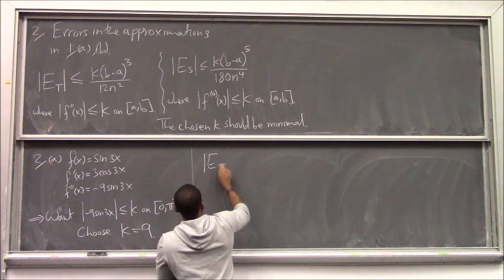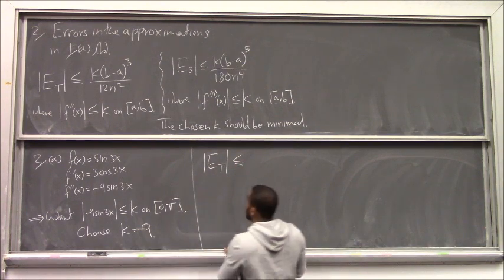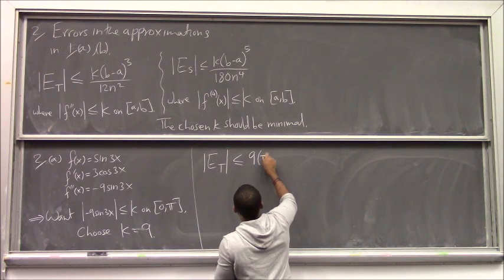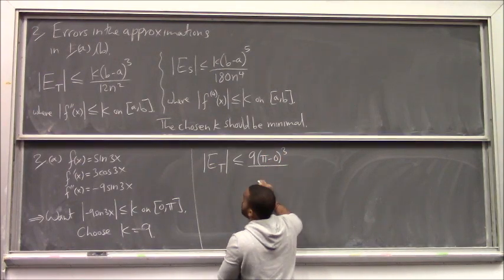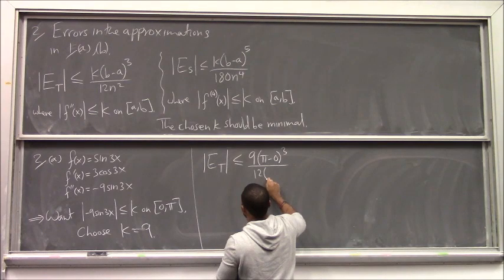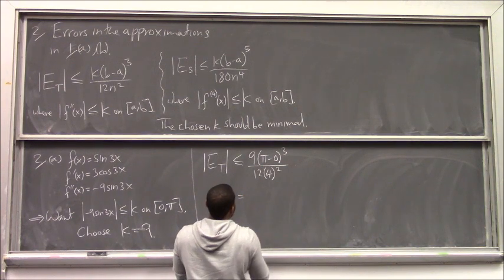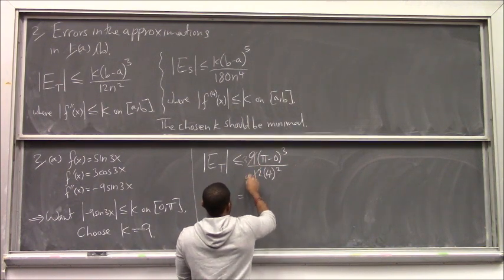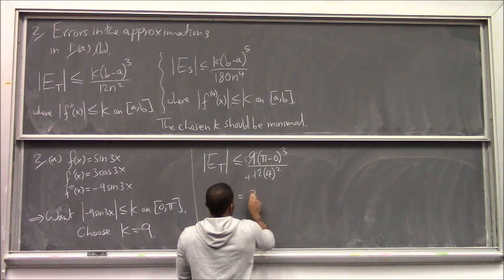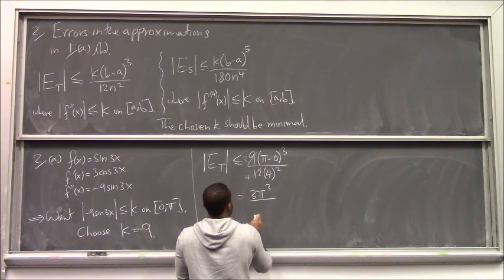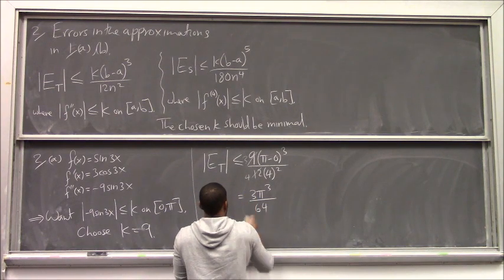So my error associated with the trapezoid rule should be less than 9 times (pi minus 0) cubed over 12 times 4 squared. So that's going to be, well, this goes 3 through, that goes 4. So that's going to be 3 pi cubed over 16 times 4, so that's 64. Alright, so that's the error.